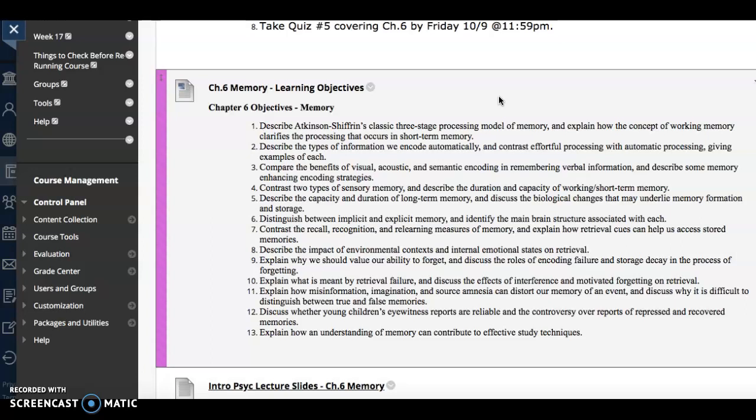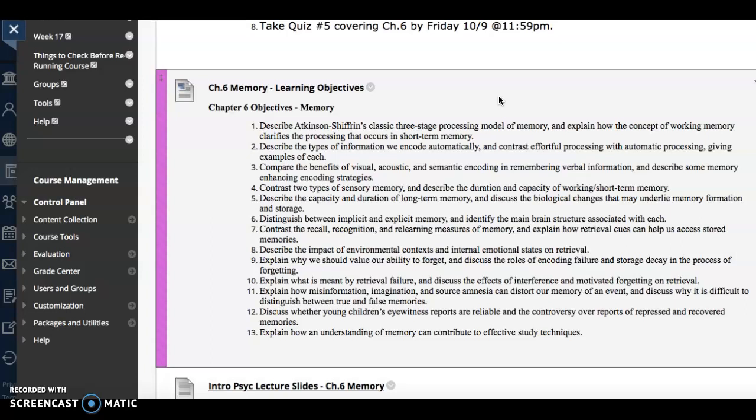So we have the Atkinson-Shiffrin three-stage processing model of memory and how we process memories in three distinct stages, and it gets into how we conceptualize working memory, which is sort of like where all of the work is done in terms of the nuts and bolts of processing memory, and that typically transfers then over to what we think of as short-term memory.